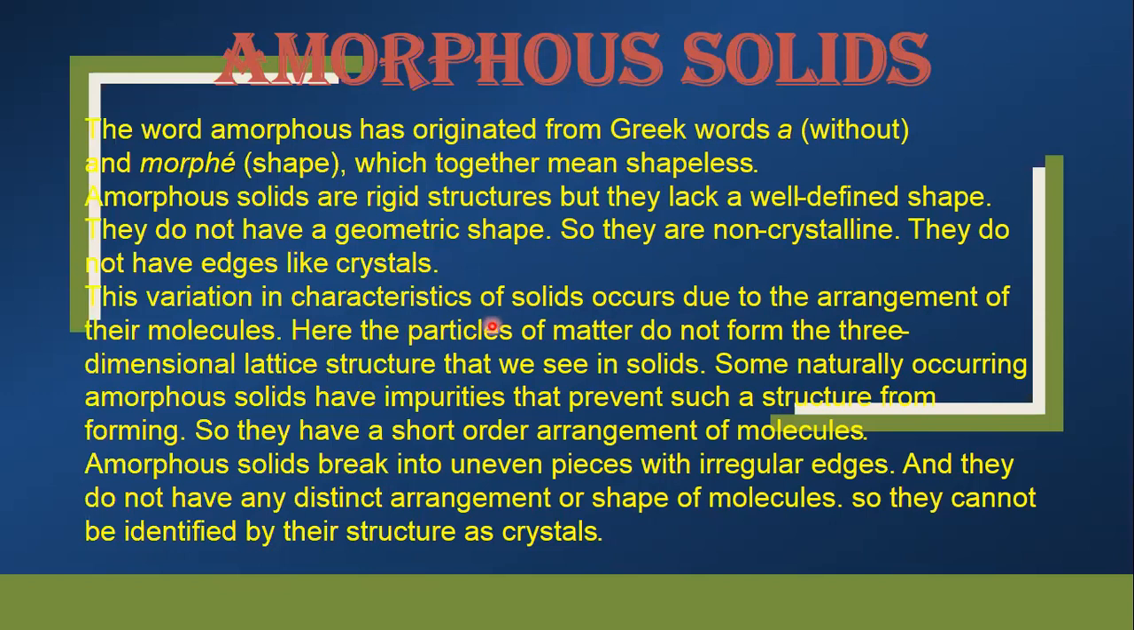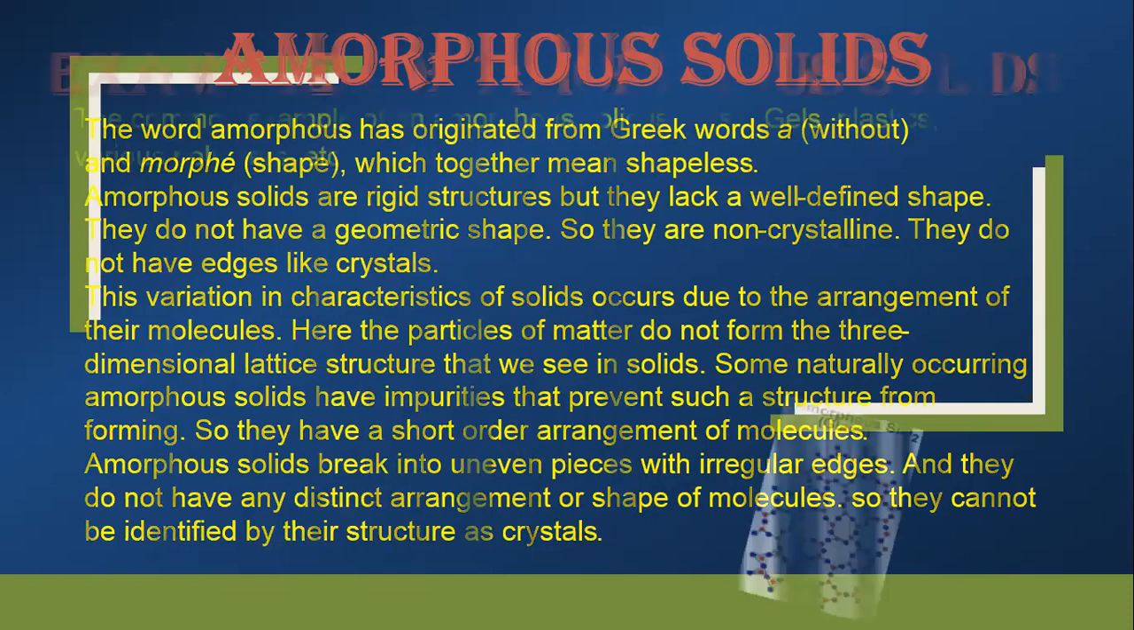This variation in characteristics of solids occurs due to the arrangement of their molecules. The particles of matter do not form the three-dimensional lattice structures that we see in crystalline solids. Some naturally occurring amorphous solids have impurities that prevent such a structure forming. They have short order arrangement of molecules. Amorphous solids break into uneven pieces with irregular edges and they don't have any distinct arrangement or shape of molecules, so they cannot be identified by their shape as crystals.